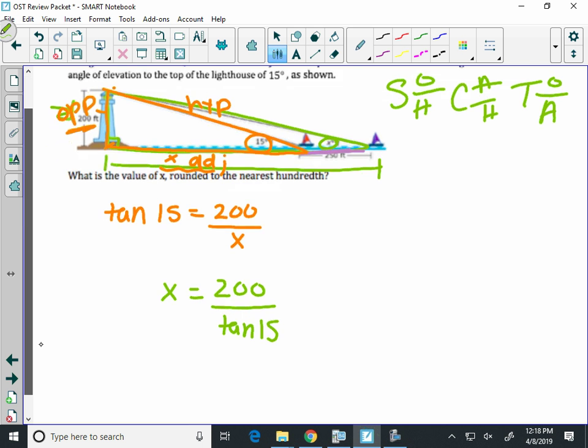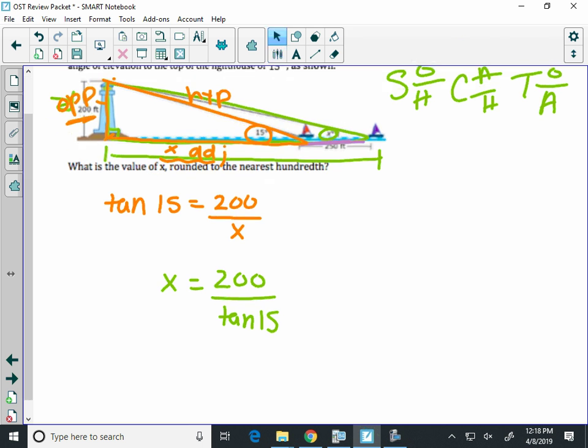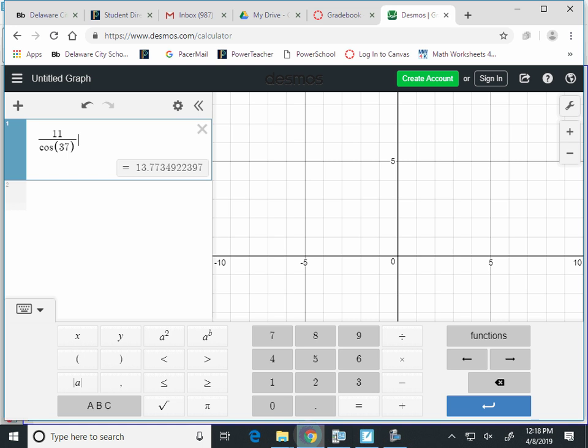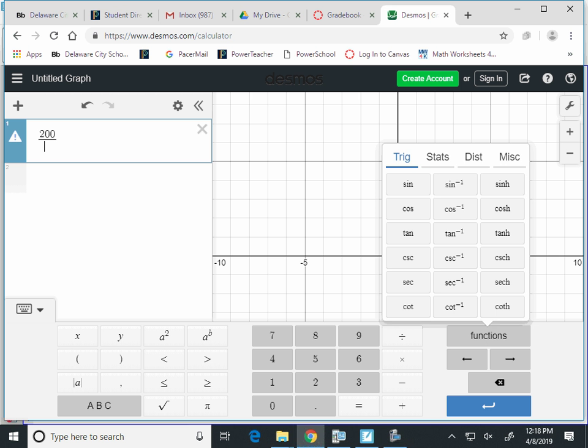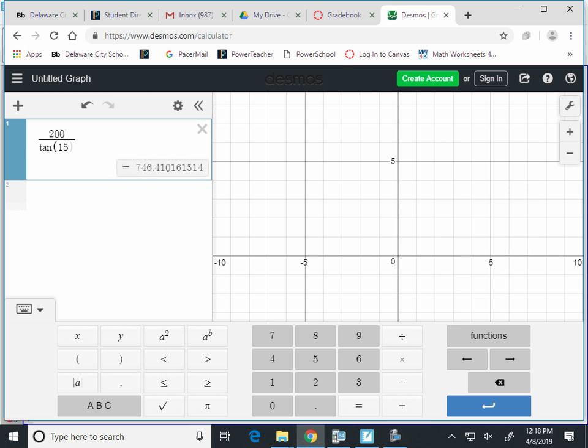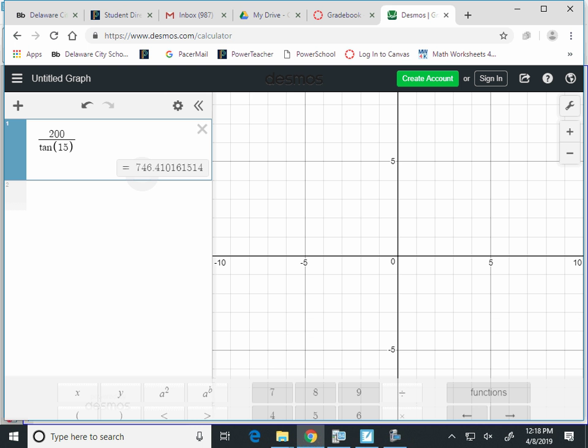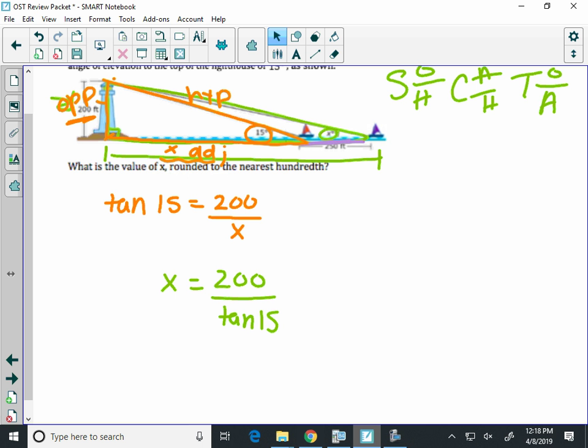And then plug that in your calculator again. An alternative to your calculator is just use Desmos. You're going to type in 200 divided by, hit the functions button, tangent 15. So that's about 746. Everything else is a whole number, so I'm going to round to the nearest whole number. 746 is the length of that bottom part.